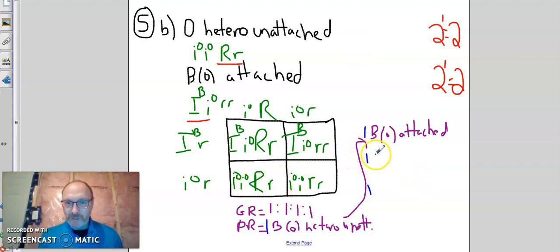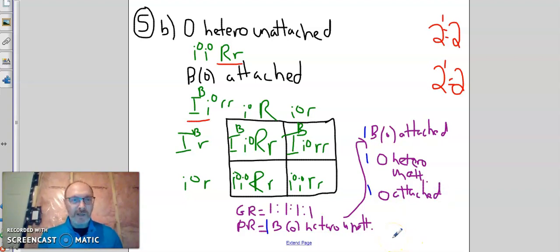And this individual here is going to be O, and again, heterozygous, unattached. Messy writing using the mouse. And this one individual down here is going to be type O, attached. So hopefully that helps with your practice problems that you have to do.